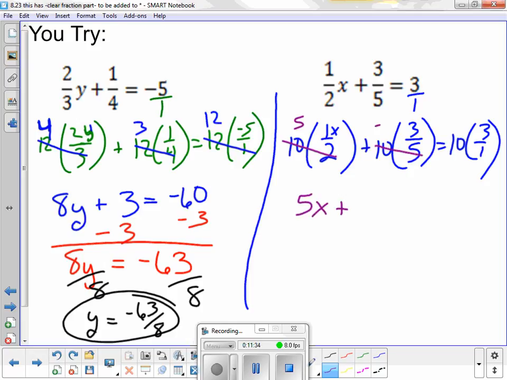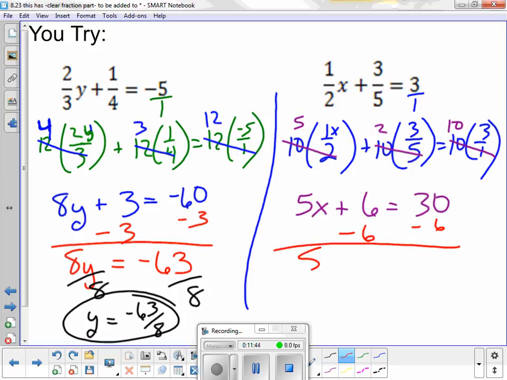Plus 10 divided by 5 is 2. And 2 times 3 is 6. And 10 divided by 1 is 10. And 10 times 3 is 30. And now we subtract the 6. 5x is going to give me 24. And we divide by 5. So x equals 24 over 5 is the answer.